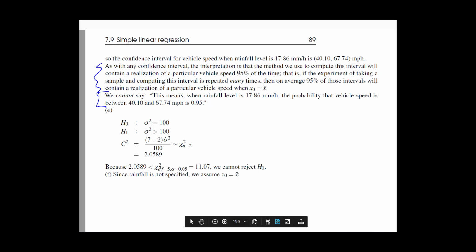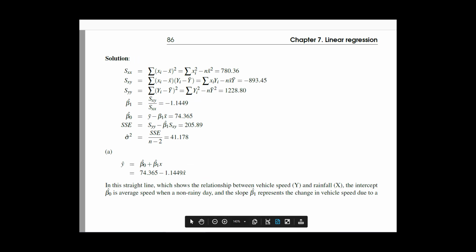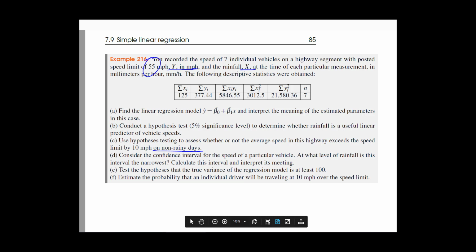All right, and finally, this would be a hypothesis test for the variance, which is very similar to the one we did in chapter 6. So I would let you guys look at that. All right, and then F, what was F? Estimate the probability that an individual driver will be traveling at 10 miles over the speed limit.